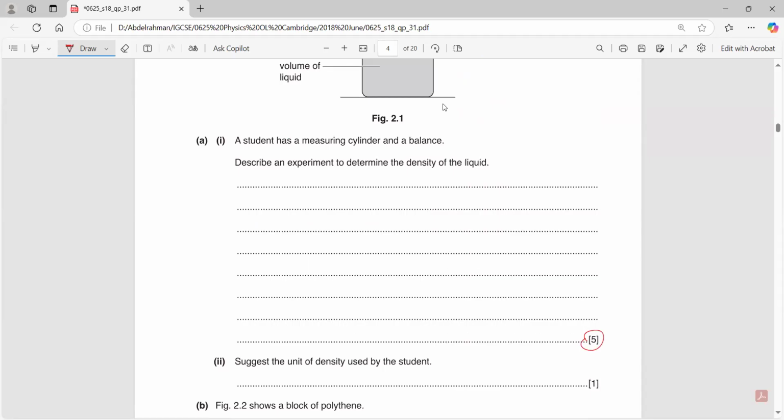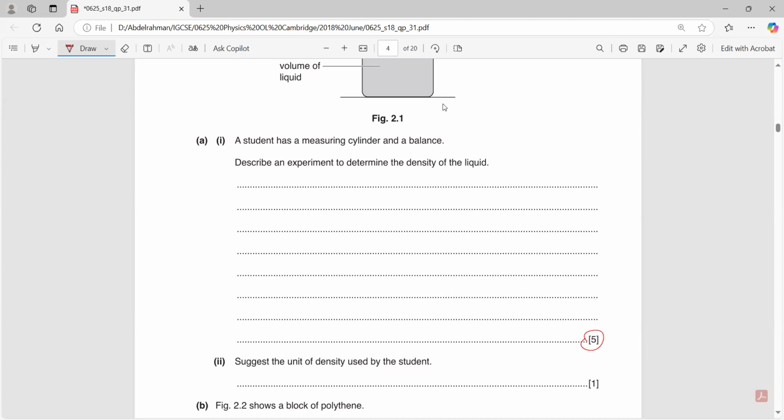How can I find the density of the liquid? First of all, you need to find the mass of the liquid. Can I just put the liquid on a balance or a balance scale? No, you can't just put it on the balance scale. You need to use another apparatus, for example a beaker, or to be more accurate, a measuring cylinder.